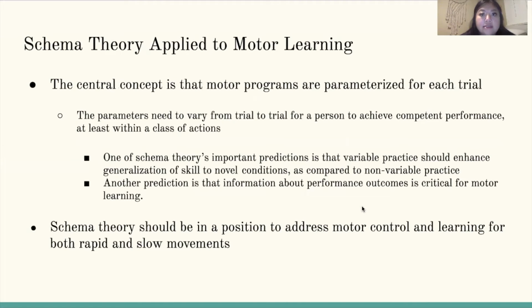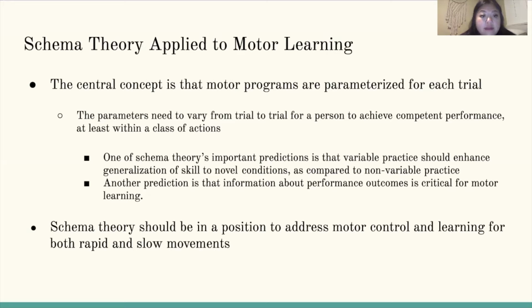Schema theory applied to motor learning. For motor learning, the central concept is that motor programs are parameterized for each trial. The parameters, like muscle strength, timing of muscle groups, etc., need to vary from trial to trial for a person to achieve competent performance, at least within a class of actions.